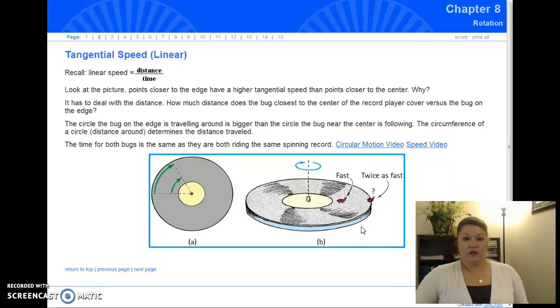Think about when you were little, riding on the merry-go-round at the park. Were you the scared kid holding on to the post in the middle, or were you the wild child hanging on the end, woohoo, hair dragging the ground? Why did you get on the edge? That's where it's going faster. But that's linear speed, because you're covering more distance around. The circumference of the circle, how big the circle is, determines how fast that linear speed is.